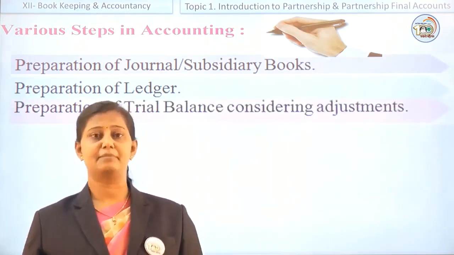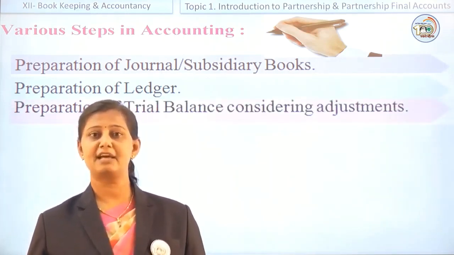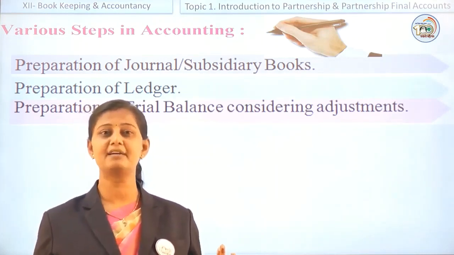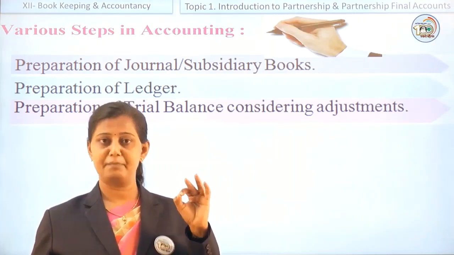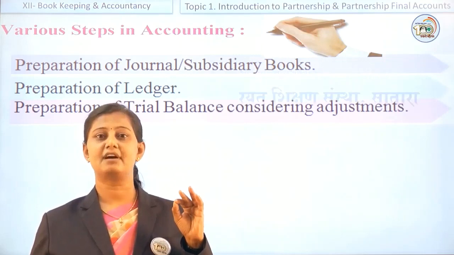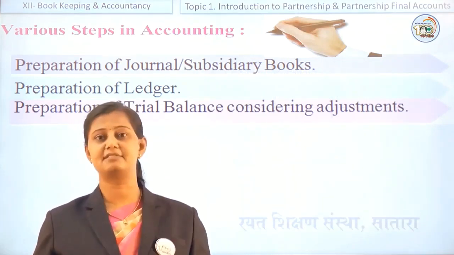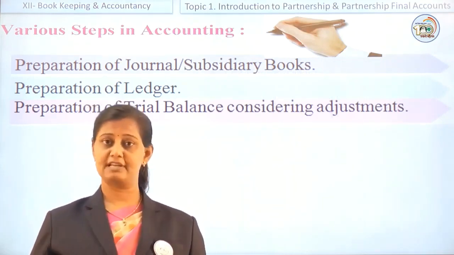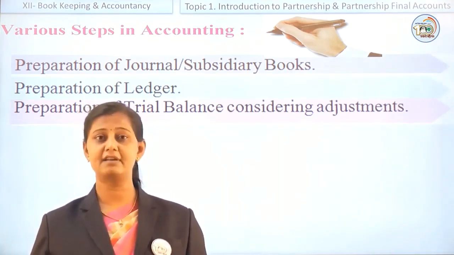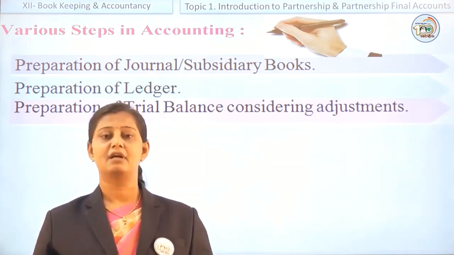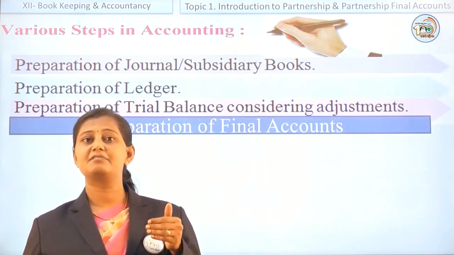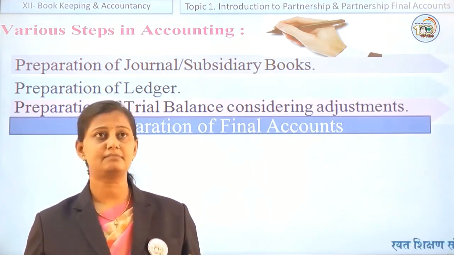Now come to the third step, preparation of trial balance considering adjustments. Why is trial balance prepared? Trial balance is prepared to check the arithmetical accuracy of the books of accounts and to consider the adjustments. Adjustment is also known as additional information, given along with the trial balance. With the help of trial balance and adjustments, partnership final accounts are to be prepared.